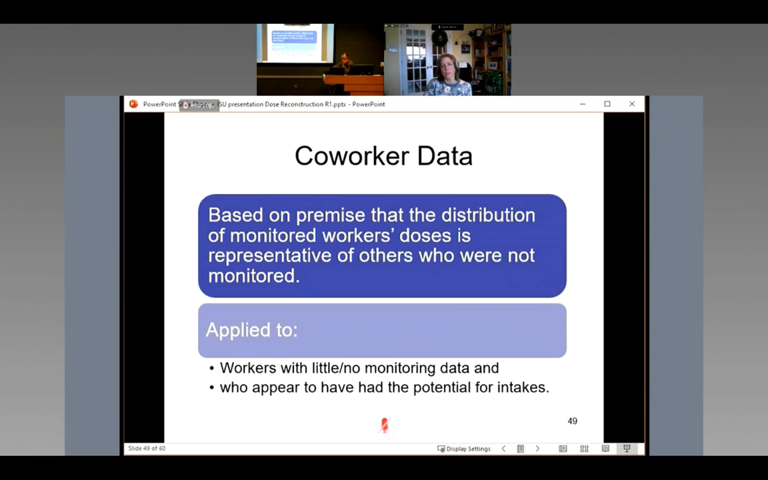Something that we use quite a bit of is coworker data. Now it's called co-exposure data. But this is based on the premise that the distribution of people who were monitored, their doses are representative of others who were not monitored or who might have missing data. So it's applied to workers with little or no monitoring and who appear to have had the potential for intakes.